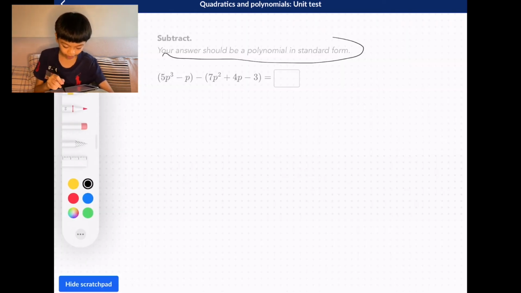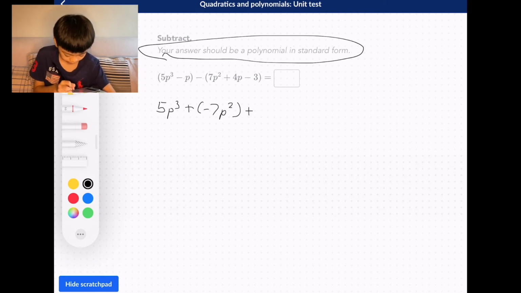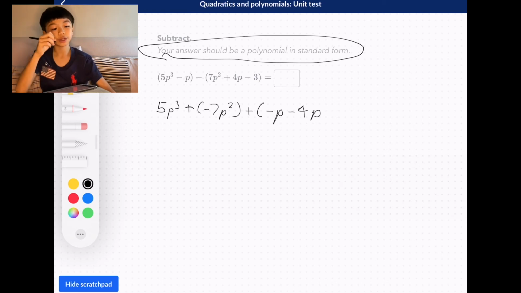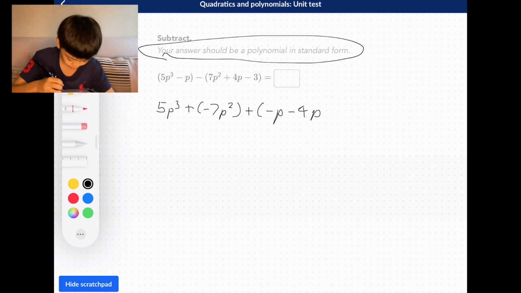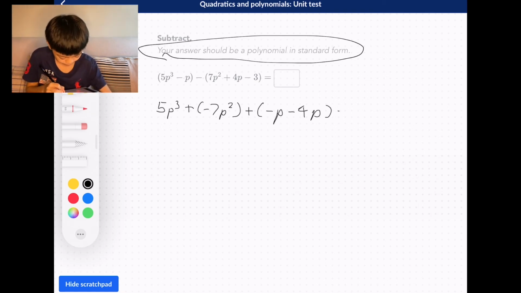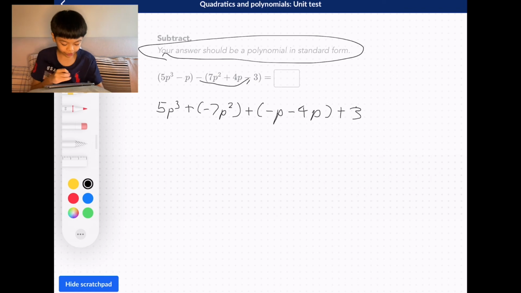Now, they want us to subtract this. To make this simpler, what I would do is write 5p cubed plus minus 7p squared plus, and after that, we can do minus p minus 4p, because a plus times a negative number times a positive number is still negative. A negative times a negative number will be a positive. It gets easier the more you do it. So minus p minus 4p, plus over here 3, because minus times minus is a positive, so we'll do plus 3.